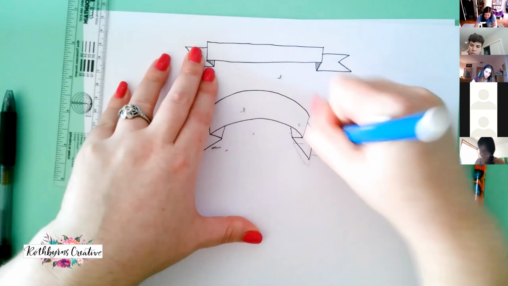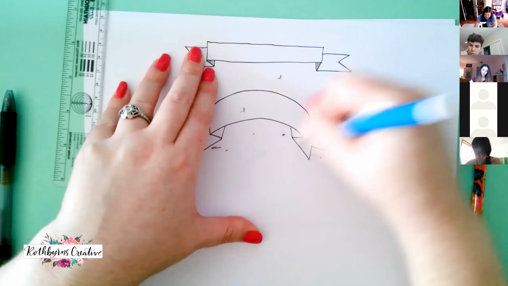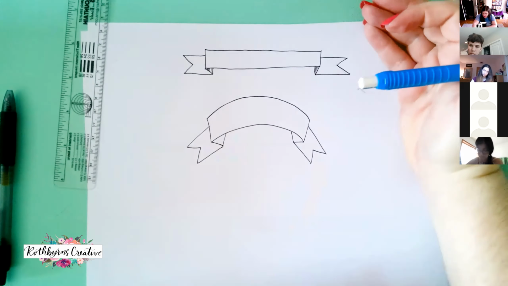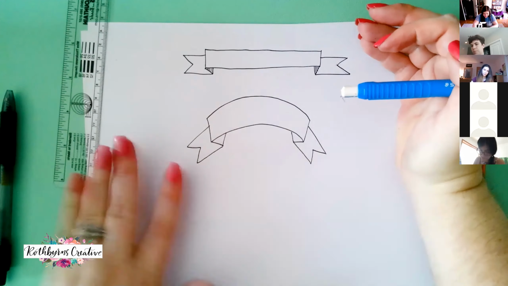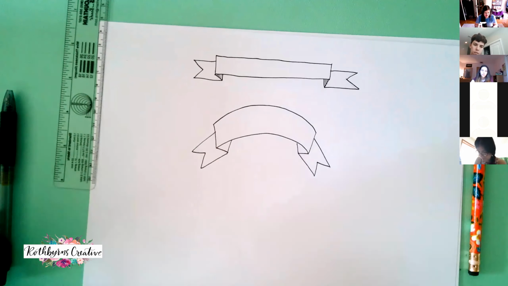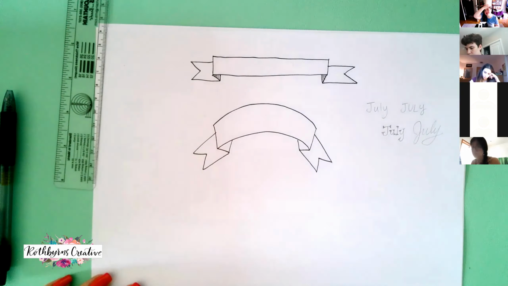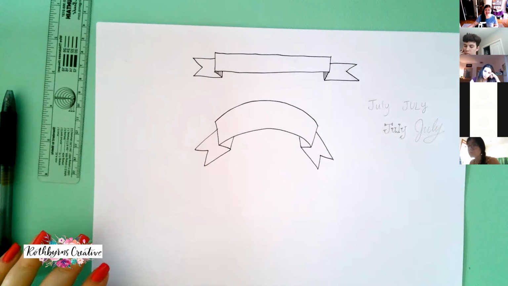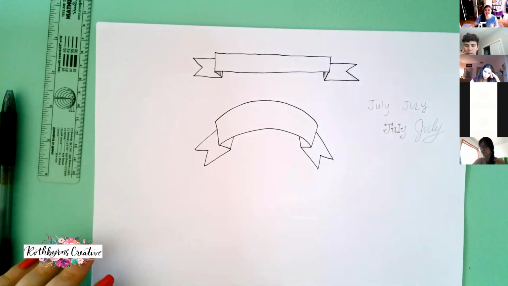So since it's July, how about we do July in this banner? And we'll pretend like this is for our monthly spread. So the first step is going to be a pencil outline. So the difference between doing something in script and in modern calligraphy is going to be that calligraphy always has thicks and thins. So if we don't have any calligraphy markers on hand, which we do not need, we can fake it with something called faux calligraphy, or as I like to say, fake it till you make it.